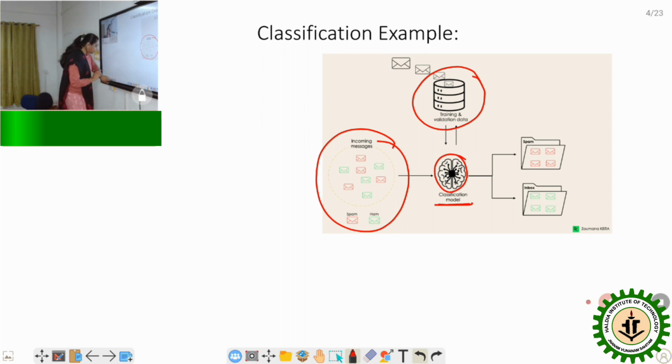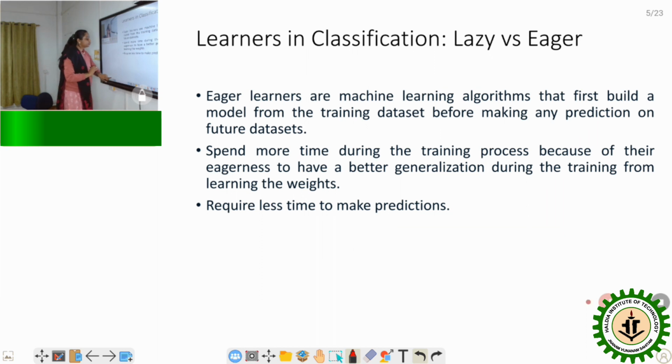Next slide, we will see that two types of learners are generally present in classification problems. One is the lazy learner, and the other is the eager learner. What is the basic difference between these two? Eager learners are machine learning algorithms that first build the model from the training data set before predicting anything. That means it will take some time to train the model in the training process.